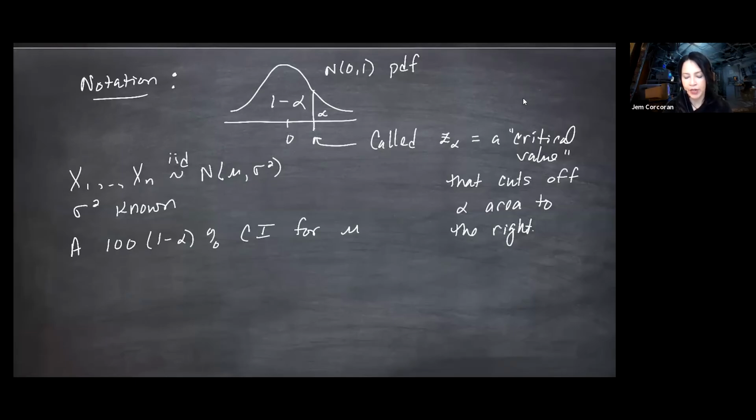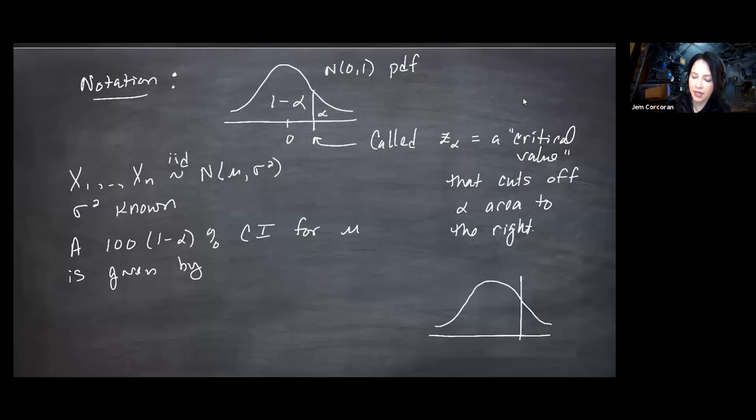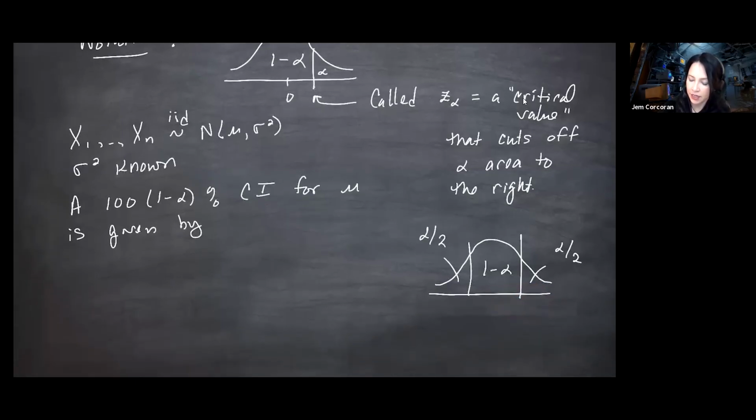So a 100 times 1 minus alpha % confidence interval for mu is given by, okay, so let me draw a picture over here. If I want to capture area 1 minus alpha in the middle, so for example, for a 90% confidence interval, this alpha is 0.1. Then I want to put the remaining alpha split up on these two sides. And we now have a name for this number that's going to cut off that area. It's going to be called z sub alpha over 2.